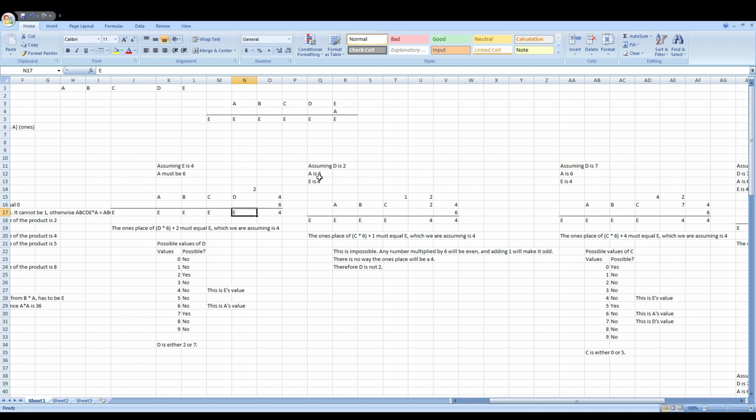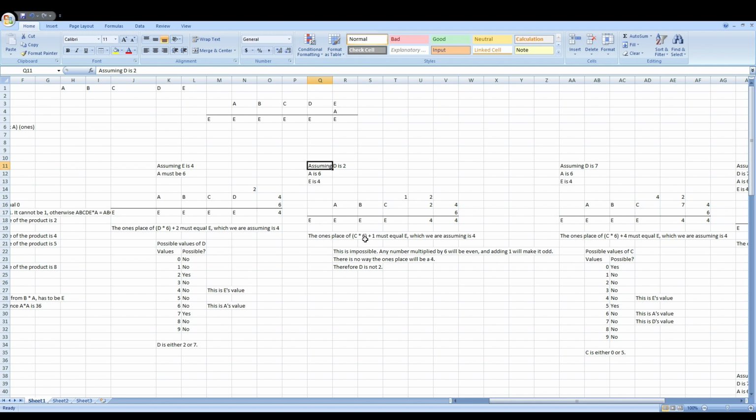Assuming D is 2, that means A is 6, E is 4, again from before. So we're keeping A and E the same, and we're adding in D. Again, running through the same exercise, the ones place of C times 6 plus 1 must equal E, which we're assuming is 4. Now, here's the catch.